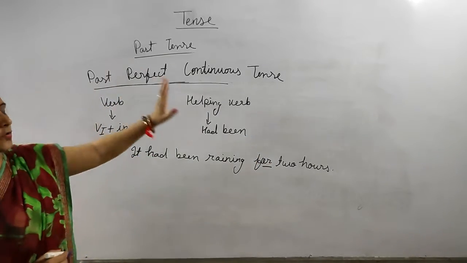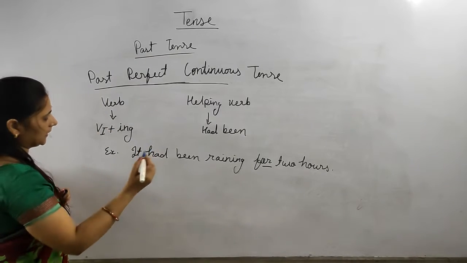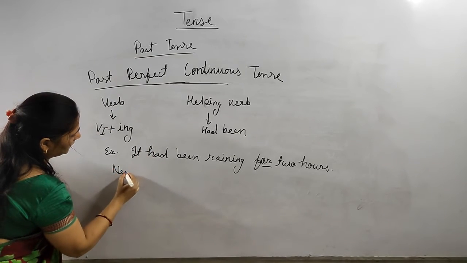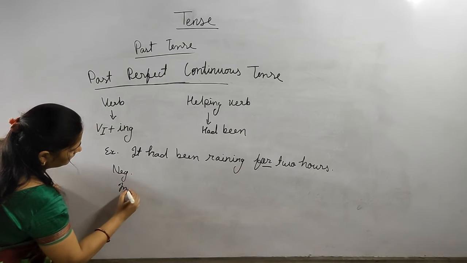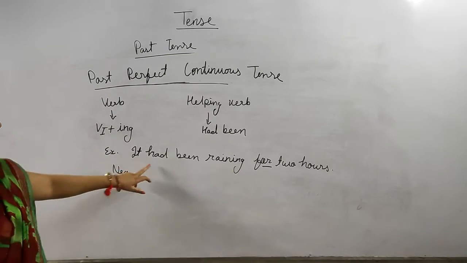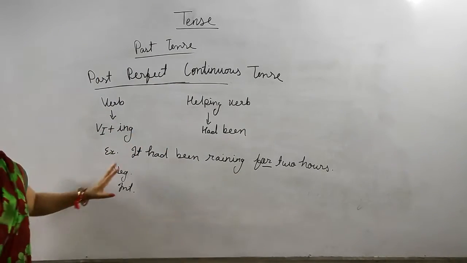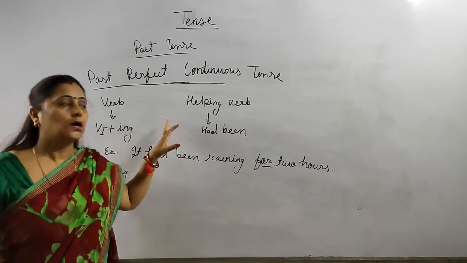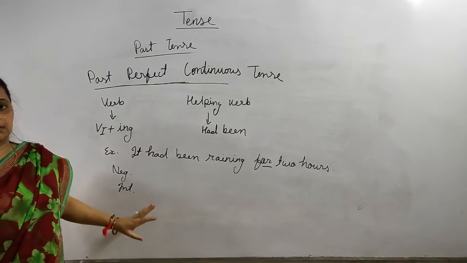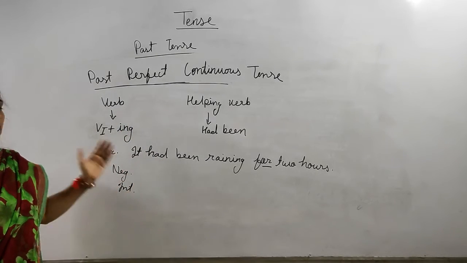So in that way it was the explanation of the past perfect continuous tense. Again in the same way, you will change this sentence into negative and interrogative. So it was the explanation of the past perfect continuous tense. Now I am moving aside. Either you can just take a screenshot or note it down.